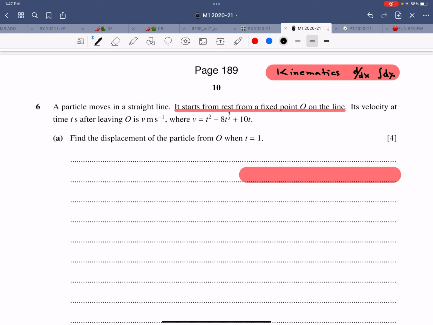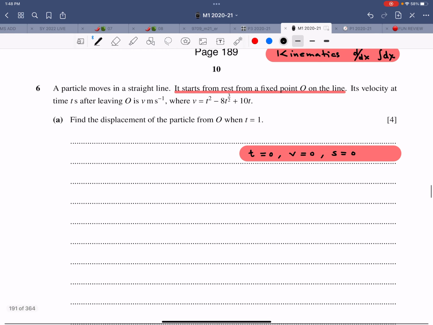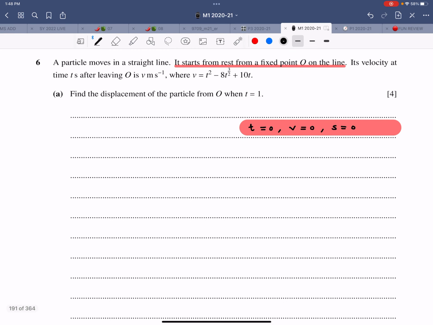Secondly, why have I underlined this particular sentence? Because the question says it starts from rest and from a fixed point O on the line. Initially, the velocity is 0 and the displacement is also 0. So maybe if the need arises, I can use this particular piece of info. First of all, part 1, find the displacement of the particle when t is equal to 1.